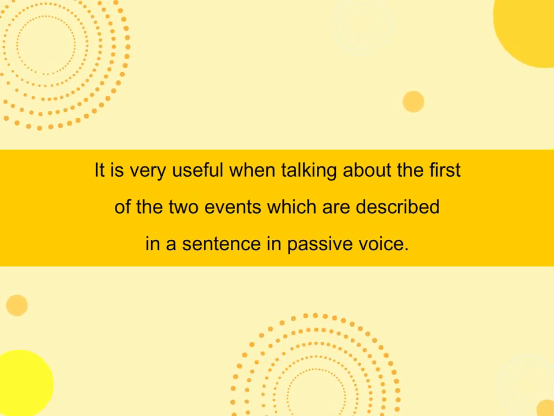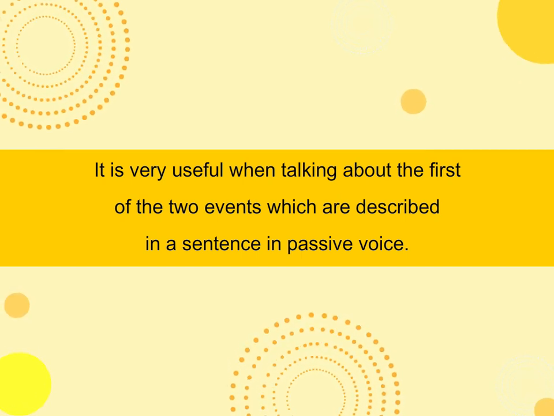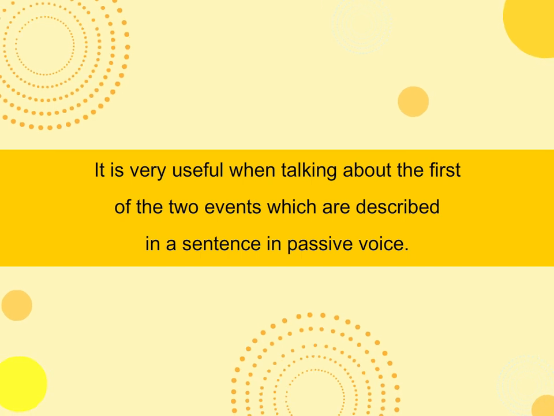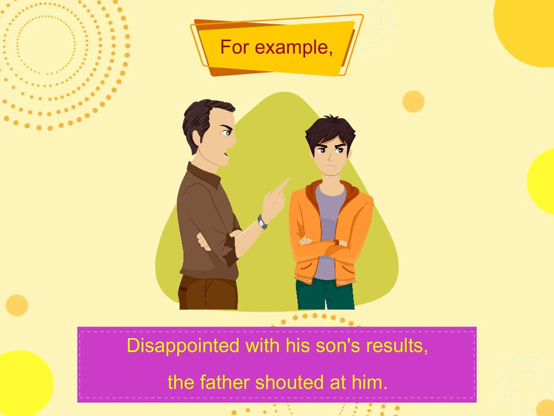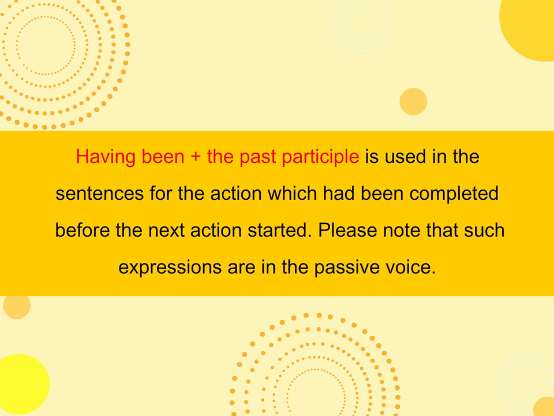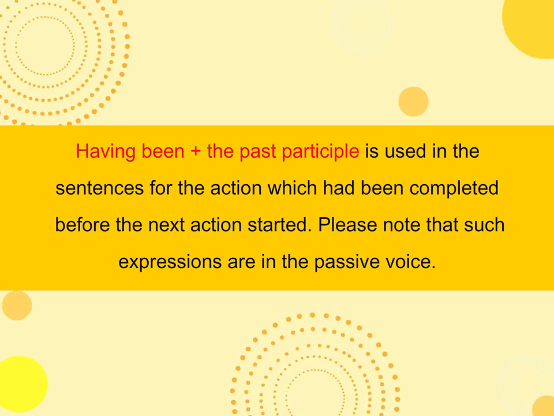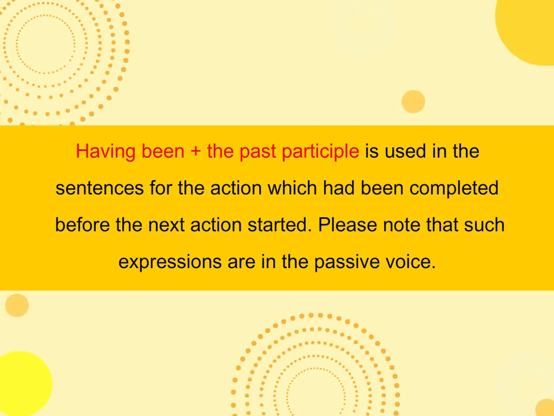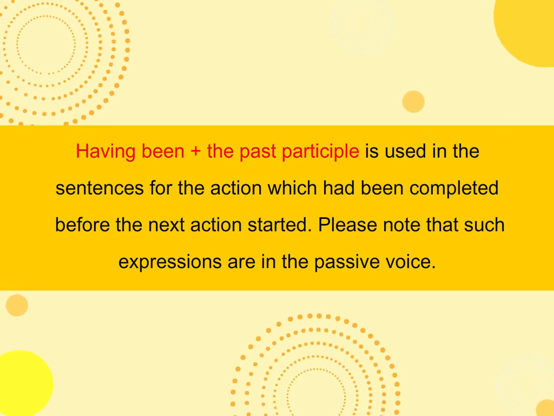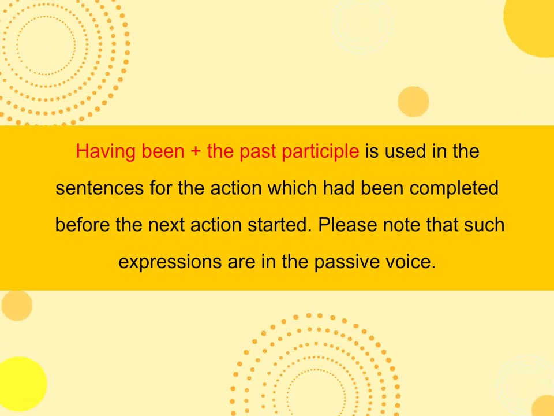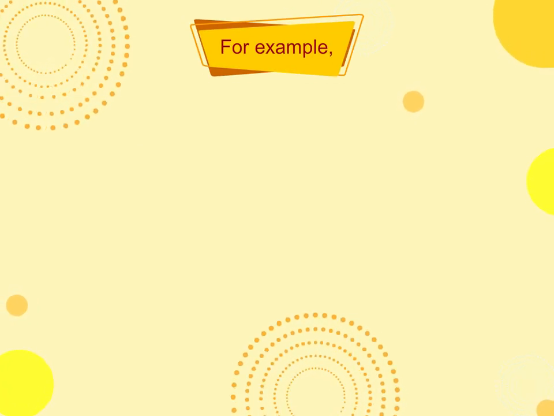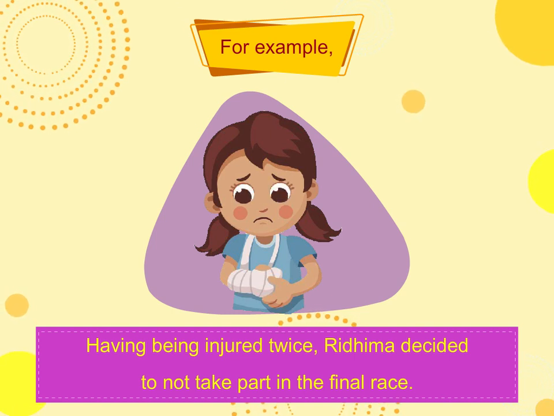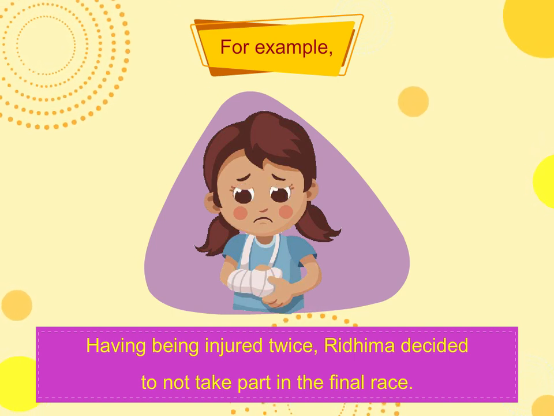It is very useful when talking about the first of the two events which are described in a sentence in passive voice. For example, disappointed with his son's results, the father shouted at him. Having been plus the past participle is used in sentences for the action which had been completed before the next action started. Please note that such expressions are in the passive voice. For example, having been injured twice, Ridhima decided to not take part in the final race.